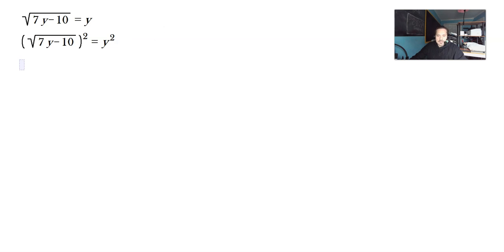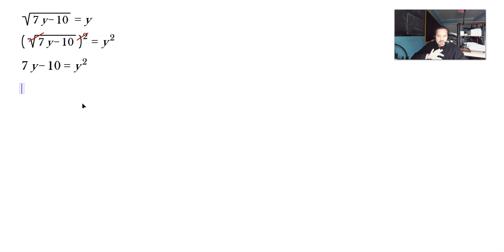Now, the nice thing is on the left side, because these are inverse operations, you can pretend that they're getting canceled, which means all that remains is 7y minus 10 is equal to y squared. Now, from here, you can get a simple quadratic equation.